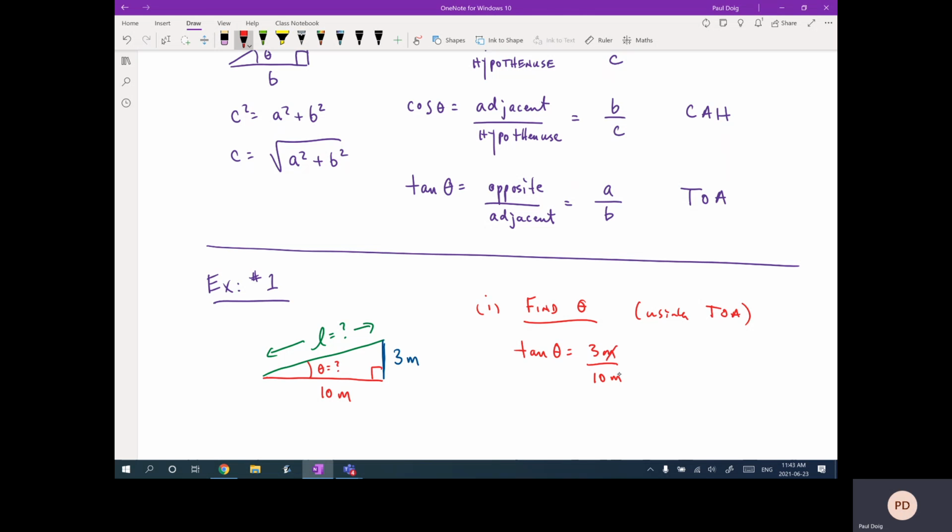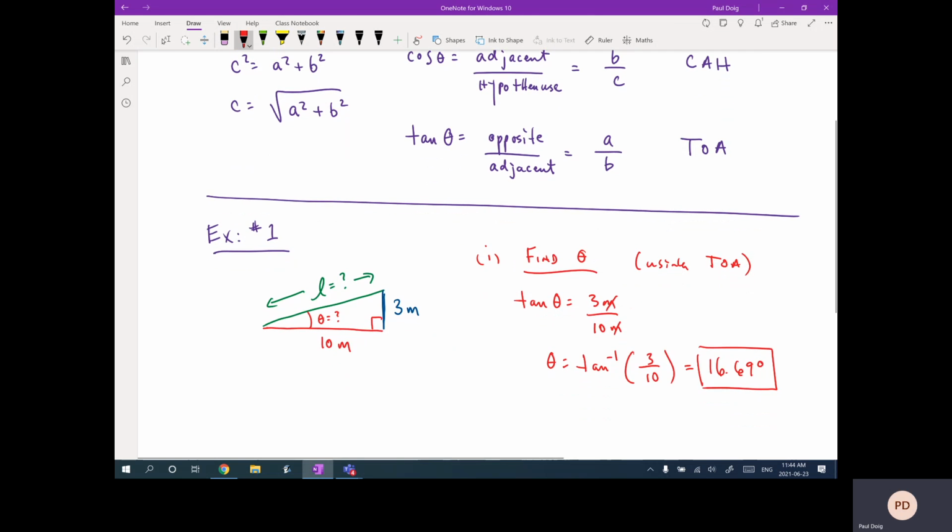Well, the meters cancel out, and theta, if you remember your grade 10 trigonometry, equals the inverse tangent, or arctan, of 3 divided by 10. In this case, the angle theta is 16.69 degrees. All right, so there's our answer. That's the angle that the ramp makes with the floor.